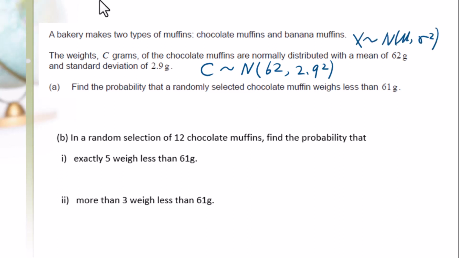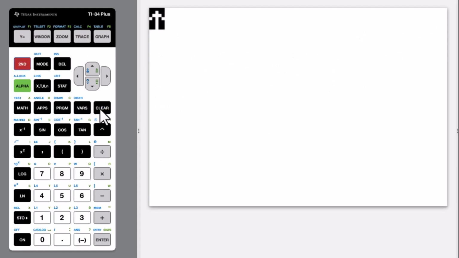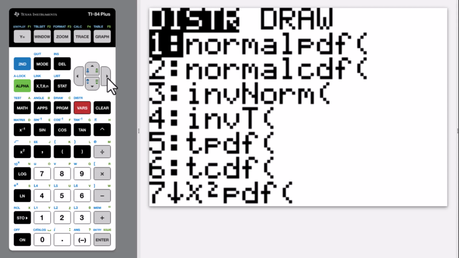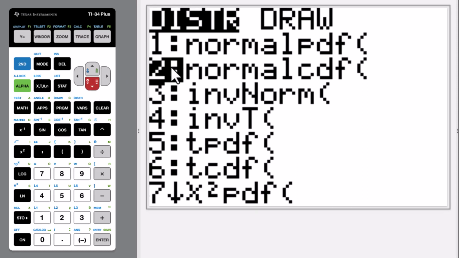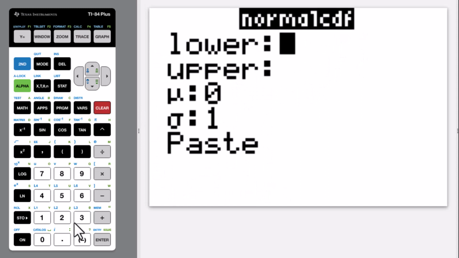Find the probability that a randomly selected chocolate muffin weighs less than 61 gram. We are looking for the probability of C less than 61. We will use normal distribution CDF, second variables, normal CDF. For normal distribution, we always use normal CDF because the data are continuous. Less than 61, upper is 61, lower is negative infinity.